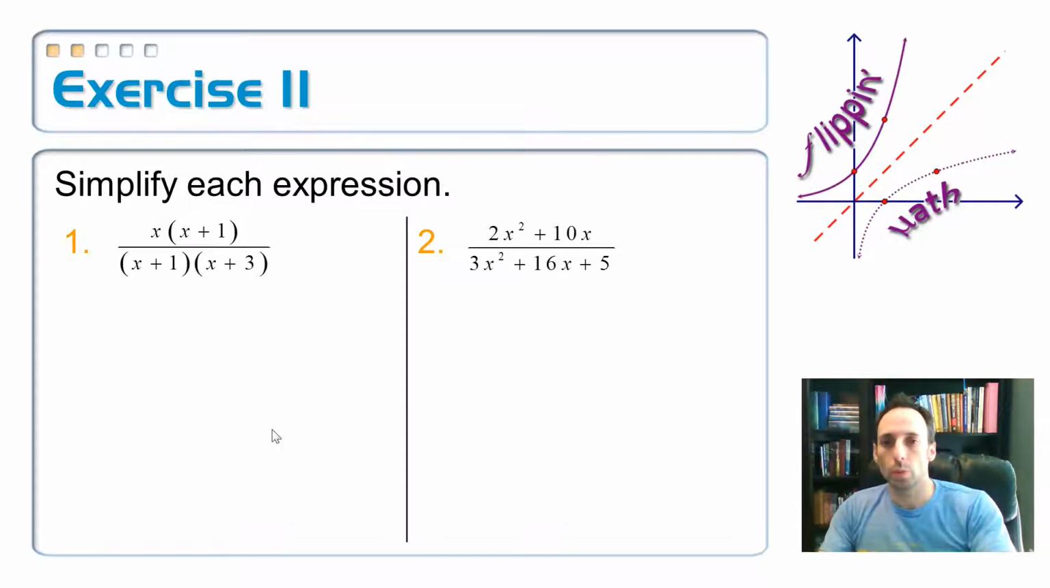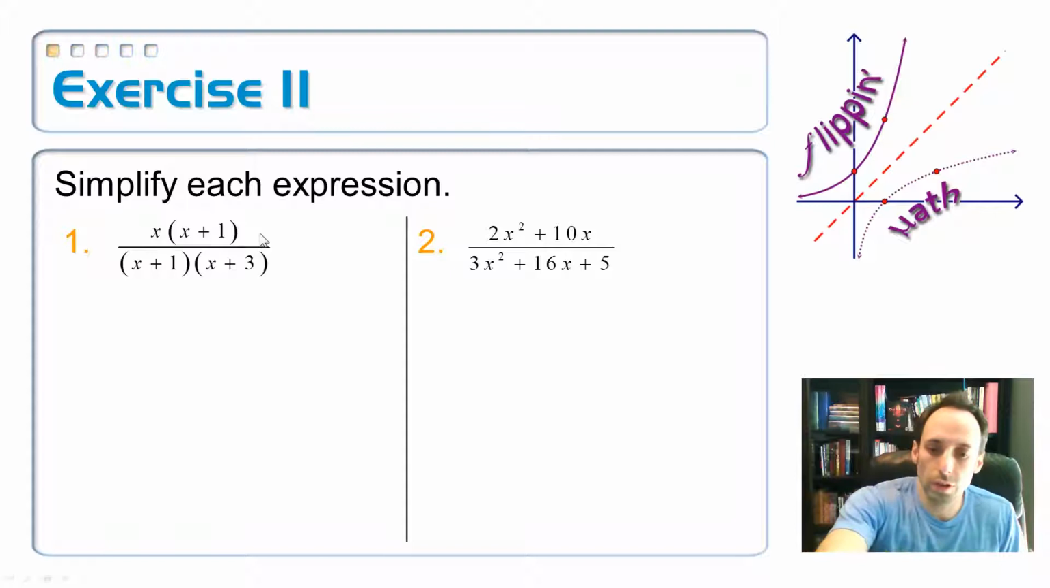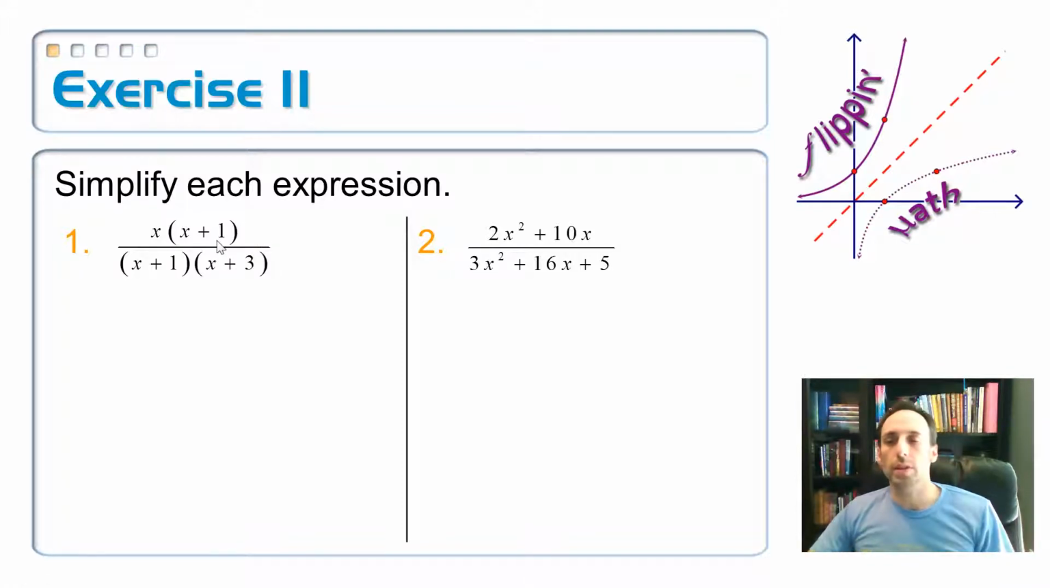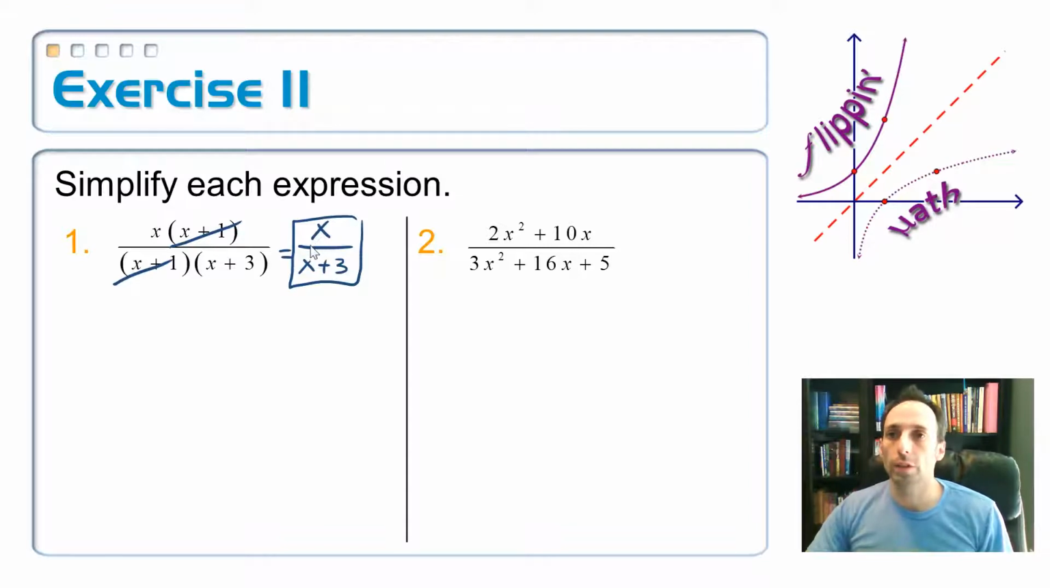I'm just going to do them both. Just because the first one's already factored for us, it's a piece of cake. Is there a common factor on the top and the bottom? Sure, there's the x plus 1. Get rid of it, x plus 1. And I'm left with x over x plus 3. And that's it. There are no other common factors.